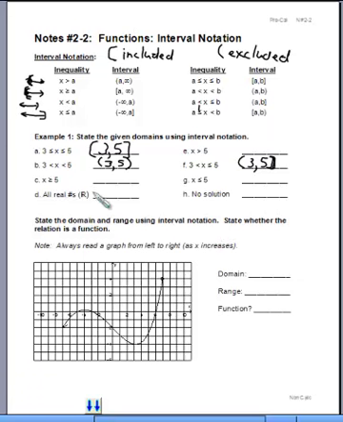X is greater than 5. That means it starts at 5 and it can go bigger. So 5 is the low number. You always put these in number line order. And infinity will be your high number. And it's greater than or equal to 5, so it includes 5, square bracket. And of course we never get to infinity, so that's a curved bracket.